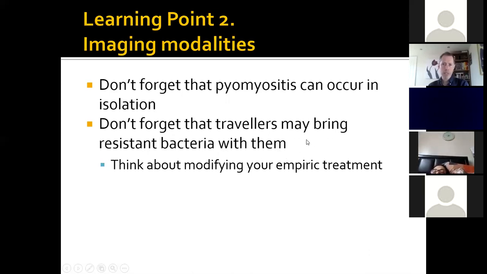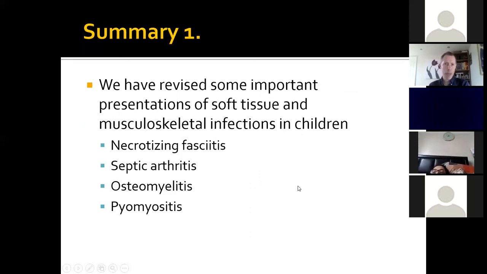So we don't see very, very much community-acquired MRSA in the UK, but in other countries it's much more common, and sometimes you have to think about modifying your empirical treatment based on the sensitivities of organisms where the person has come from, and you should always discuss that with ID and microbiology.